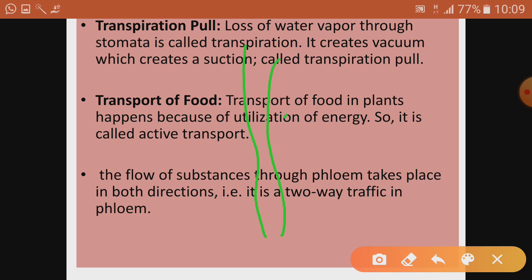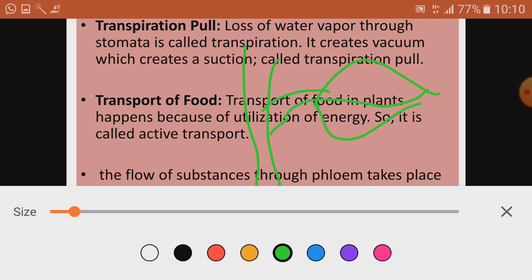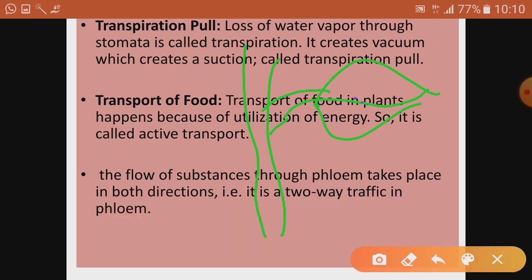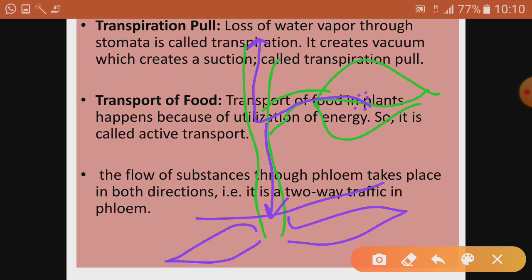For example, this is the leaf and food is prepared in the leaves by the process of photosynthesis. This is the food which is prepared. Now this food needs to be given to the upper parts of the plant. At the same time, it needs to be given to the lower parts of the plant like roots, because here the food will be stored.